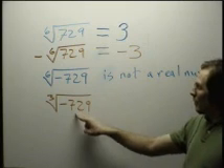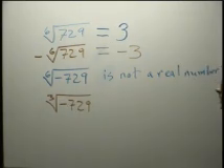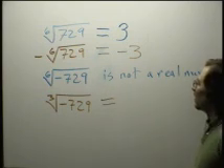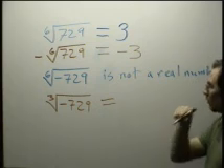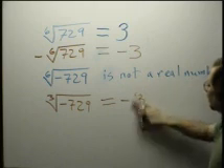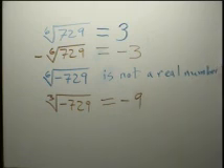What if we keep that negative radicand, but we change our index to 3? So now the index is odd. Well, that's the last case. Odd index, there's always going to be exactly 1 cube root, and it's going to be negative 9 in this case.